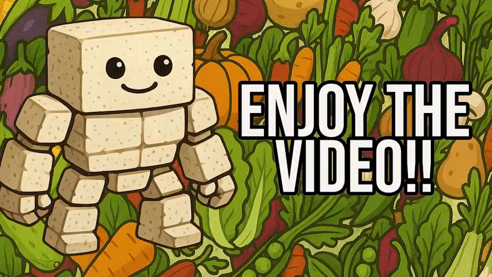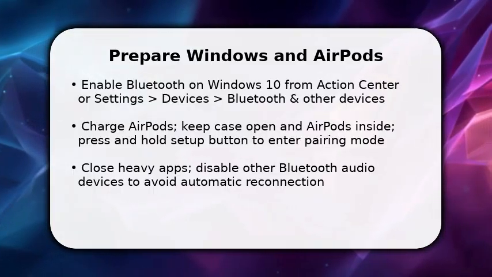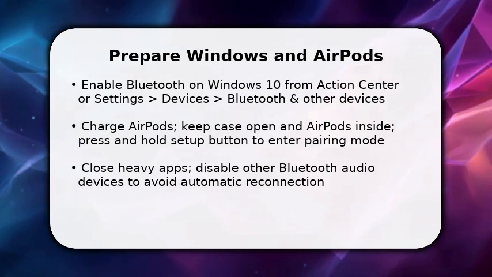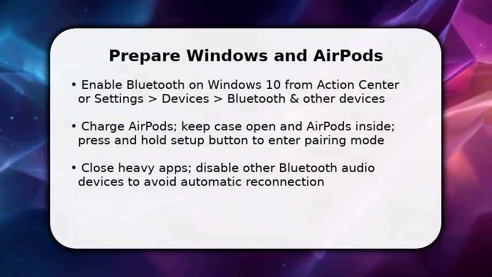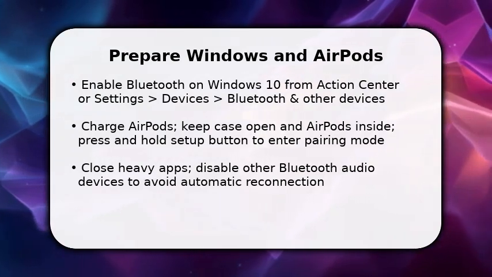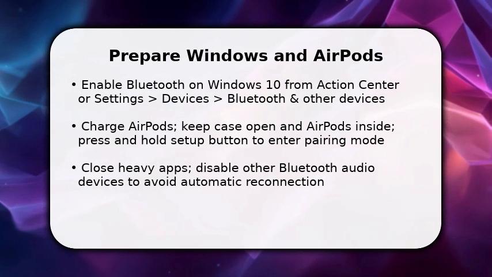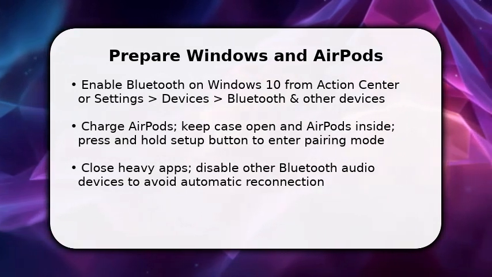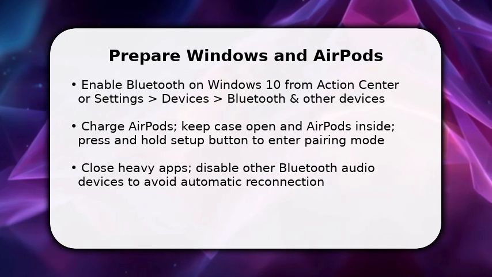Please enjoy the video. You'll start by getting both devices ready. Enable Bluetooth on Windows 10 in Settings Devices and open the AirPods case. Once done, press and hold the Setup button on the case until the LED flashes white so Windows can see them. Make sure your PC isn't connected to another headset.